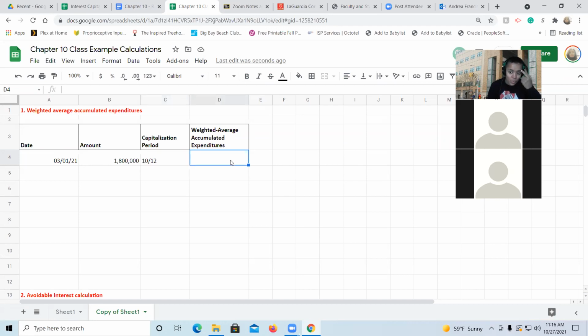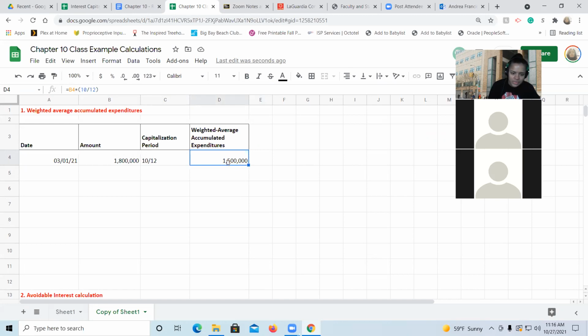So that's the way we weight the expenditures, the weighted average. What we do now is we just take the 1.8 million and multiply it by 10 months out of 12 months to give us the amount that we can use as our weighted average expenditure. So you see how it's lower.